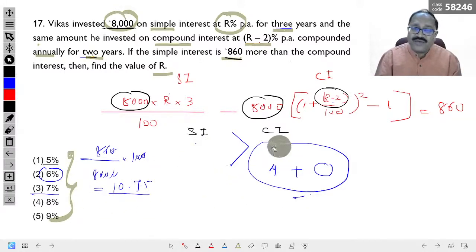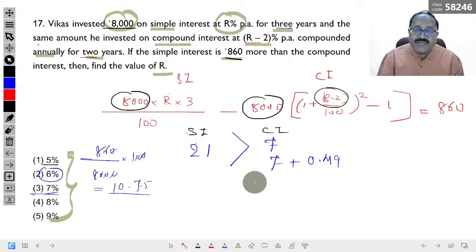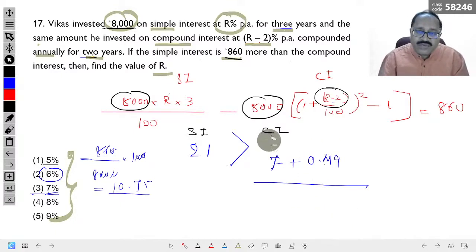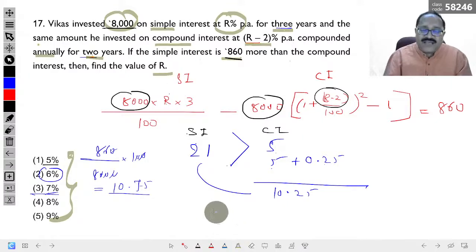So now I will go to option 3 over here, so there will be great clarity. 7% for 3 years. 7 times 3 is 21%. And here 7 plus 7 plus 7, 7 sevens are 49, 0.49. Now see what comes here. It will not be 7, because R minus 2 is given here. R minus 2 is 5. So that is 5 plus 5 plus 5, 5 fives are 25, that's 0.25, which is nothing but 10.25. Now see the difference: our difference is exactly 10.75, which is my answer.